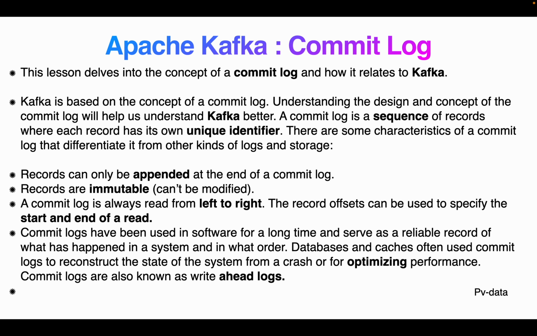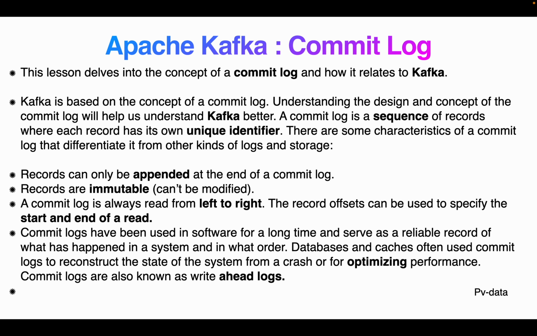A commit log is a sequence of records where each record has its own unique identifier. There are some characteristics of commit logs that differentiate it from other kinds of logs in storage. Records can only be appended at the end of commit logs. Records are immutable, meaning they cannot be modified or changed. A commit log is always read from left to right, the same as we write left to right. The record offset can be used to specify the start and end of a read.